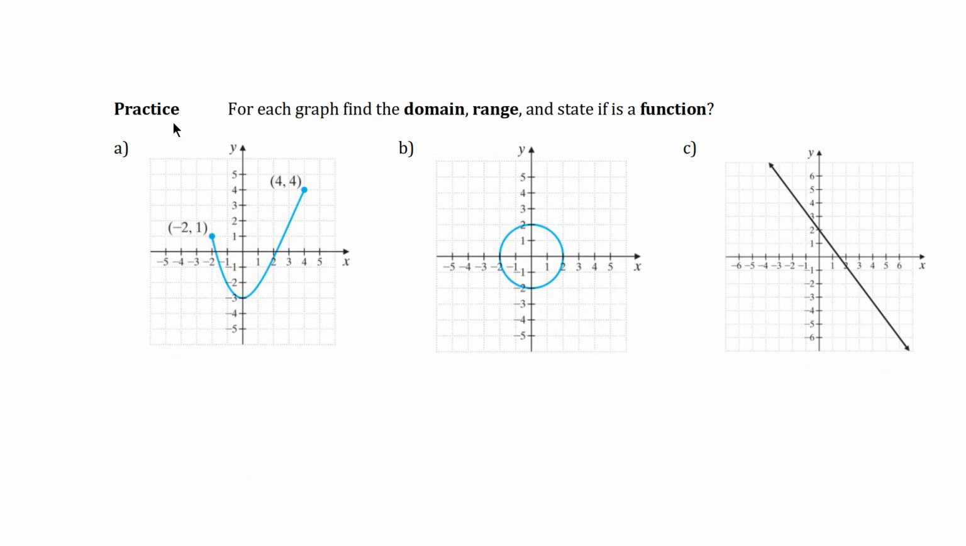Next, we have a practice problem for you to try. For each graph, find the domain, range, and state if it's a function. Okay, so pause the video, try out the problems, and then check back with the video to see the answers.